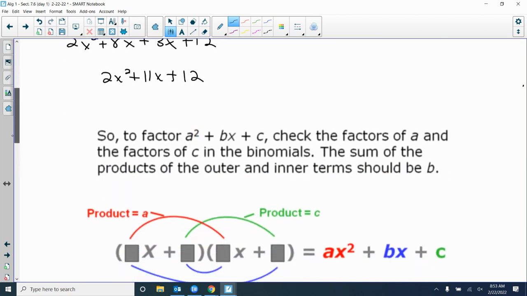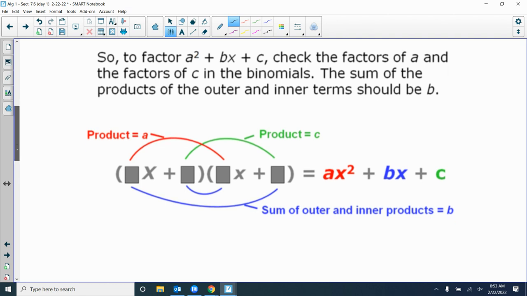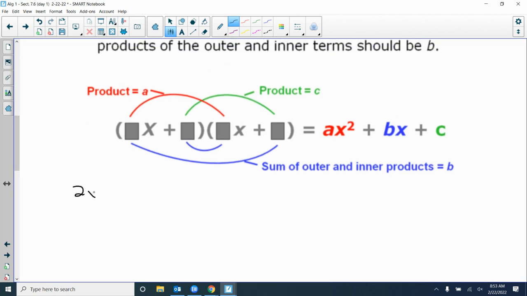Okay. Now, we're going to go backwards. Just pay attention here. What if I give you 2x squared plus 11x plus 12? Can anybody give me two binomials that multiply together to give me that? We're going to factor it. What would be the answer?